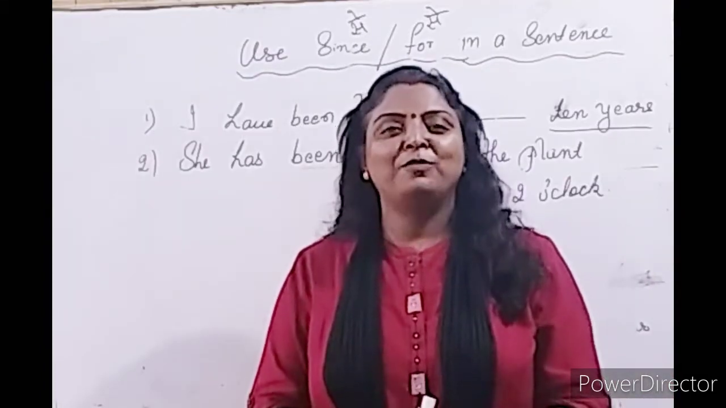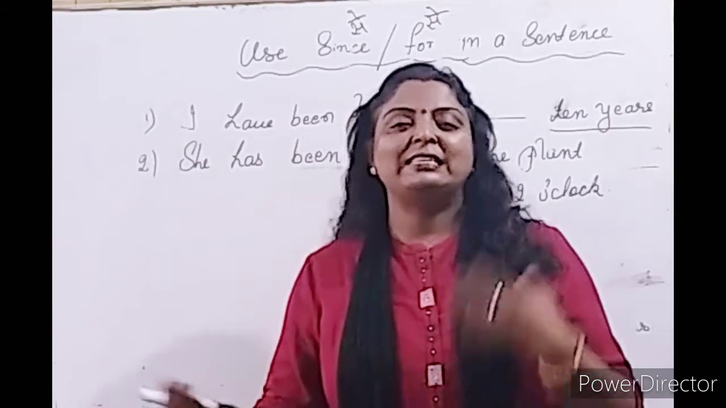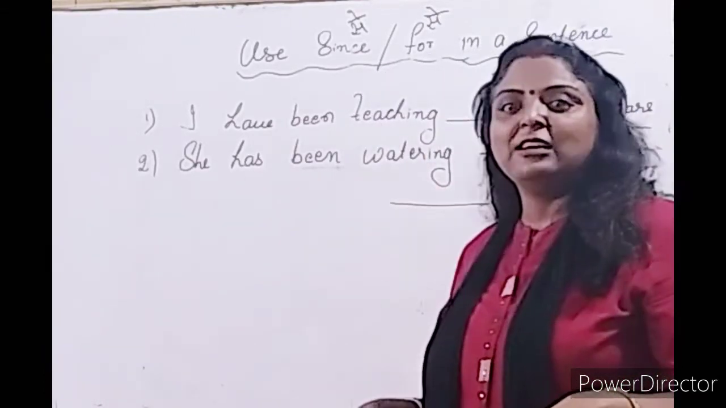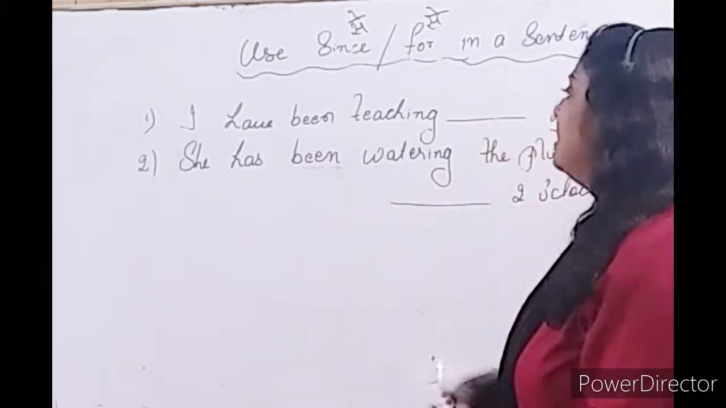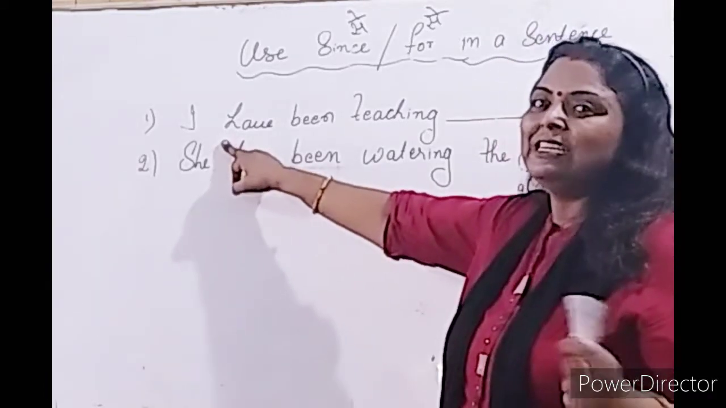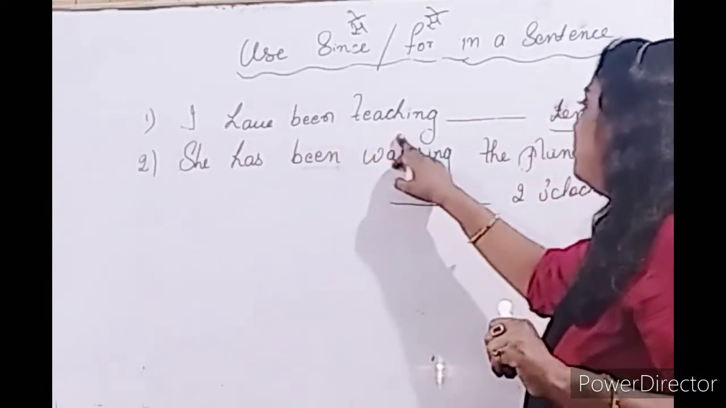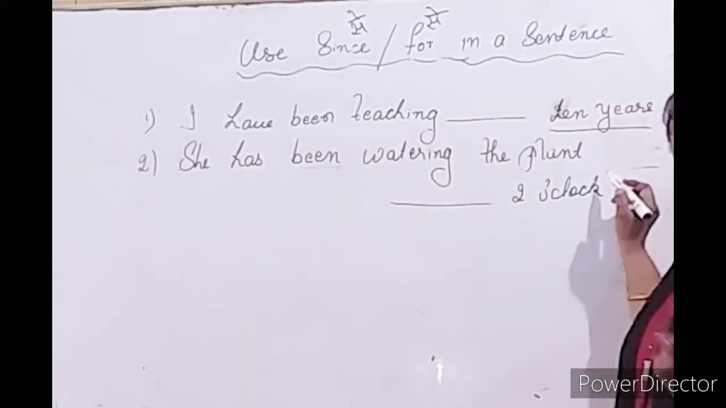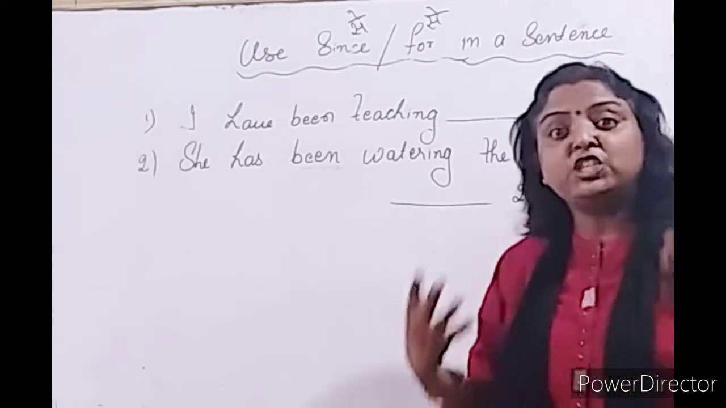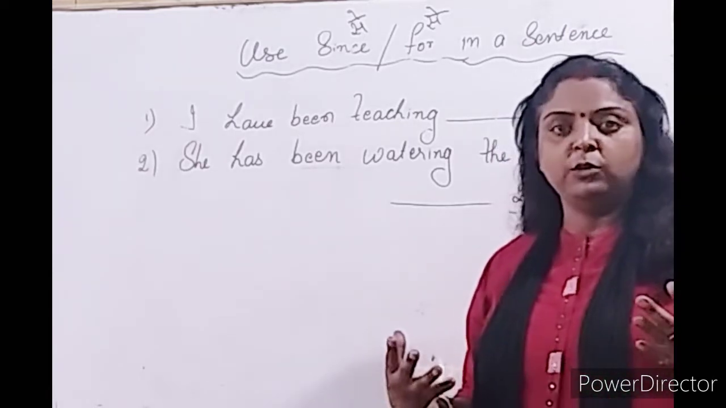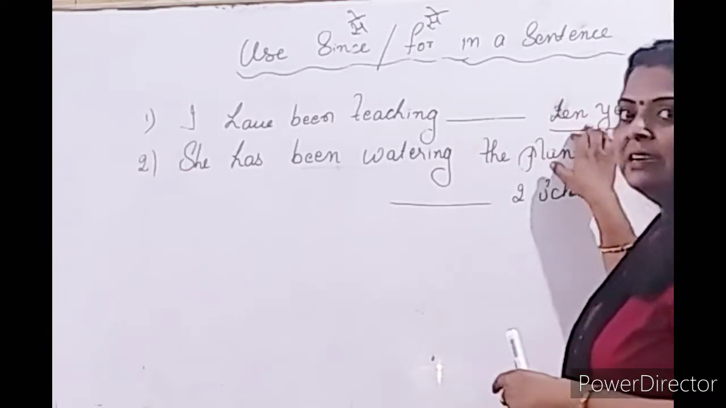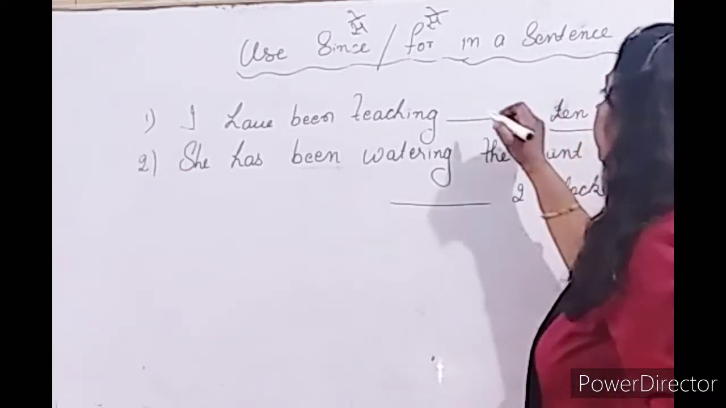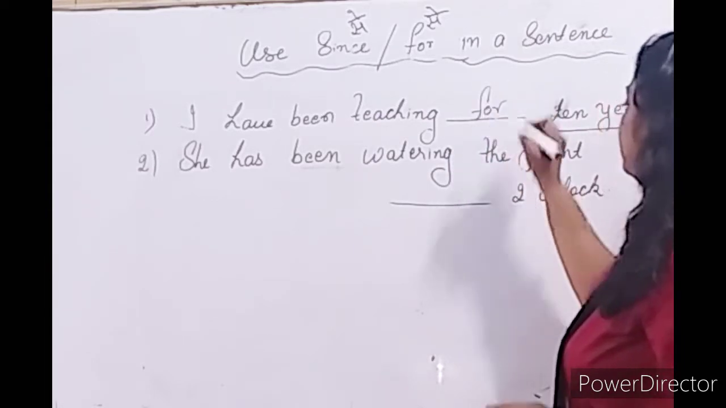So guys, I hope that you all understood where we should use since and for. So let's fill these 2 sentences and find out which one is correct. The first sentence which I gave you was, I have been teaching dash 10 years. Here 10 years is there. Which 10 years I am talking about, nobody knows. Confusion is there. It's not a point of time. So we will use here for 10 years.